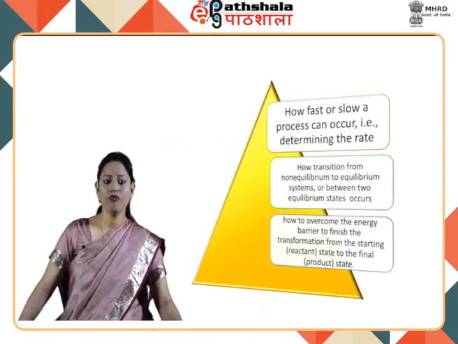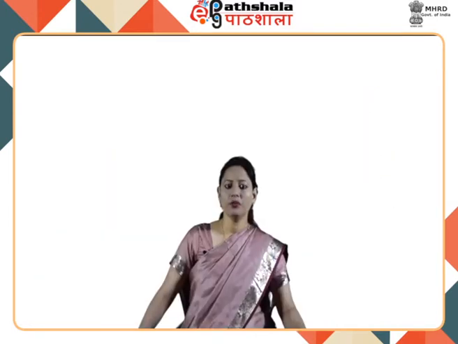That is, how fast or slow a process can occur, determining the rate. Kinetics is about how transition from non-equilibrium to equilibrium systems or between two equilibrium states occurs. It is about how to overcome the energy barrier to finish the transformation from the starting state to the final state, that is, from the reactants to the product state.